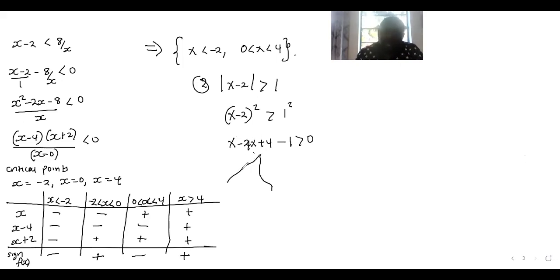So with this, you can now have x squared minus 4x plus 3 is greater than 0. Can we now factorize? Factorize and we get the solution. Factorize and give me the answers. Still in class.